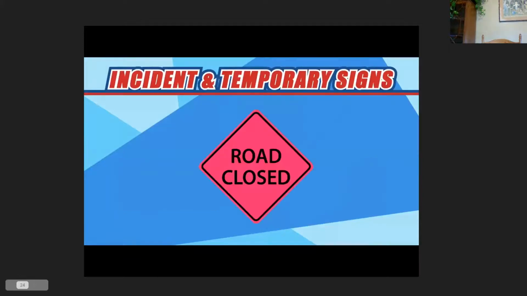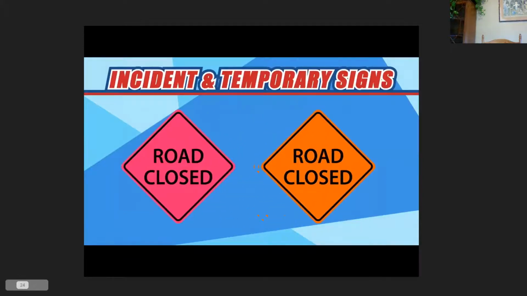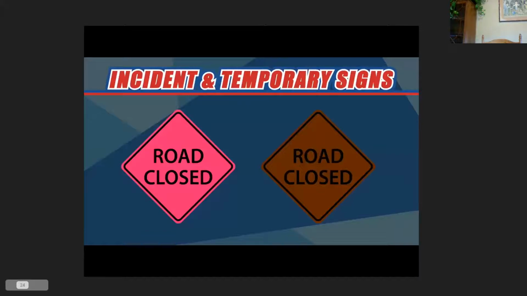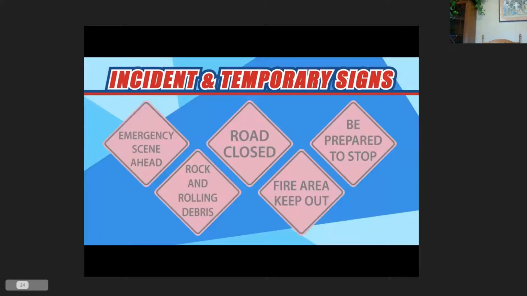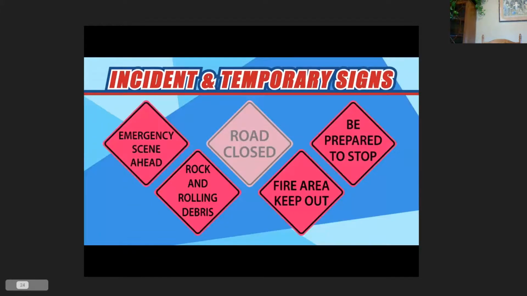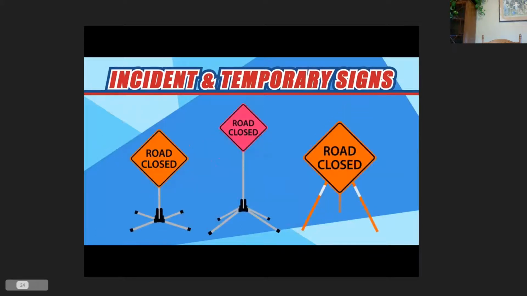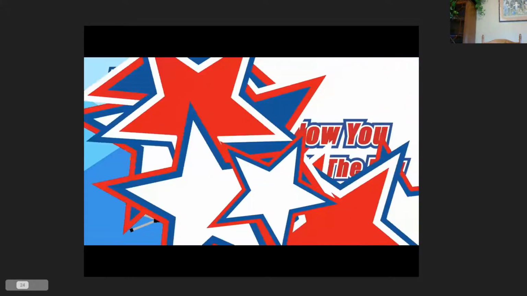Incident and temporary signs are similar to construction signs. These signs are fluorescent pink signs which indicate to drivers that a dangerous situation is taking place on the road ahead. Incident and temporary signs are used to warn of natural disasters, accidents, and temporary road closures. Temporary signs are usually positioned on a tripod and are not a permanent road fixture. Use extreme caution when driving through these areas because conditions could change rapidly.